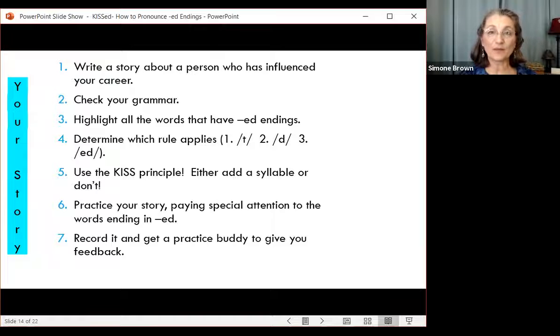Practice your story, paying special attention to the words ending in ED, and then record it and get a practice buddy to give you feedback. So that's how you practice something like this, not with a textbook, not with a huge chart. I've given you really 2 rules: syllable or not, okay? Syllable or not, T or D, or either one. It's fine. It won't matter. So that's really all you have to remember.